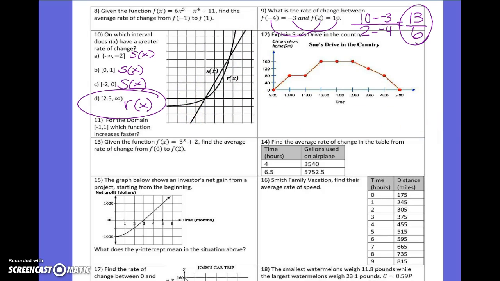The next one says, from negative 1 to 1, which function increases faster? So if we're looking from negative 1 to 1, in that section right here, which one increases faster? Which one is harder to climb up? Again, it would be that straight line for that piece. So that is S of x.